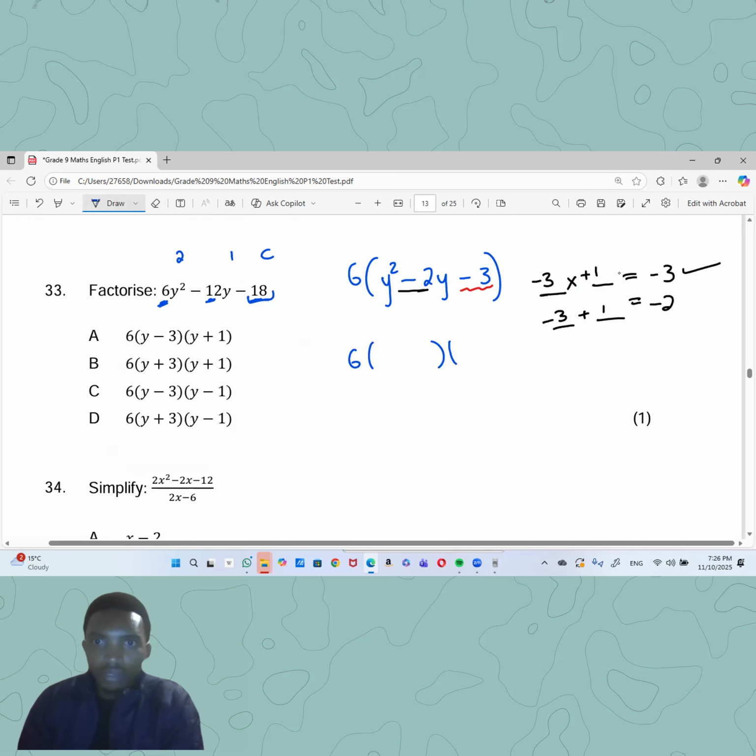our two brackets. Remember, we're going to have our y there, another y there, and then we're going to have that one there, which is -3, and the other one is how much? It is +1. So looking here, which answer is that? A. Our answer is A.